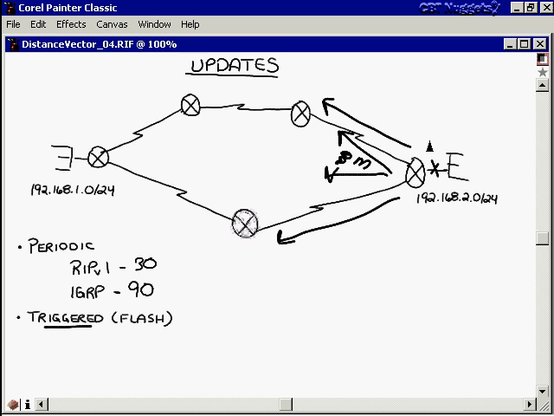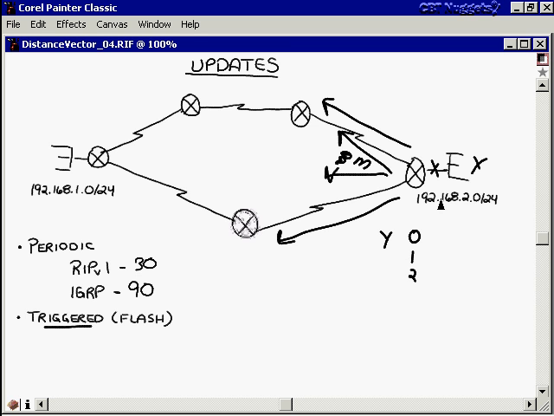Now understand, a triggered update is because of a change in state, not because of a change in metric. So if I have a route table that says to get to this network, and let's just label it Y. Let's say to get to network Y, it's directly connected, so I have a metric of 0. If something comes up and that metric changes to 1 or 2 or any other number, that's not a change in state, that's just a change in metric.